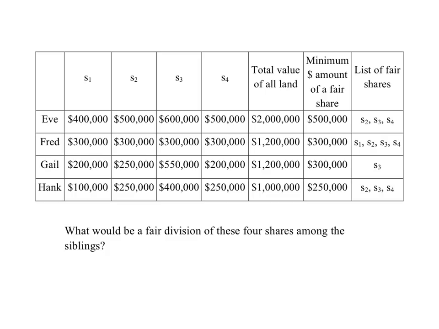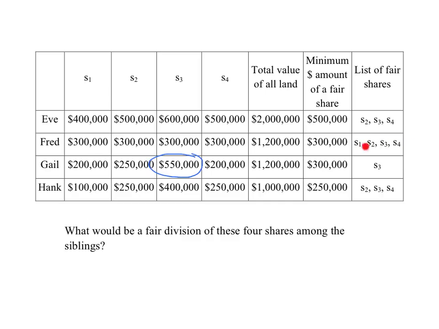One thing is for certain. We see right away that Gail must receive S3. It's the only one that she will be satisfied with. It's the only one that counts as a fair share for her. So we start this process by giving Gail S3 and work from there.